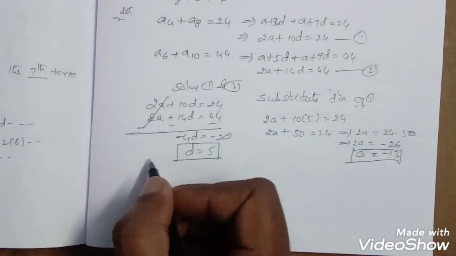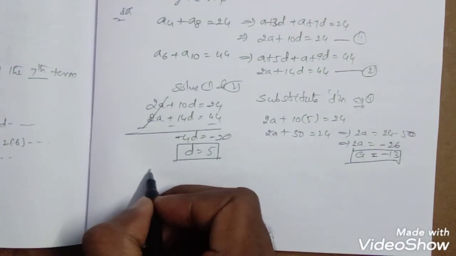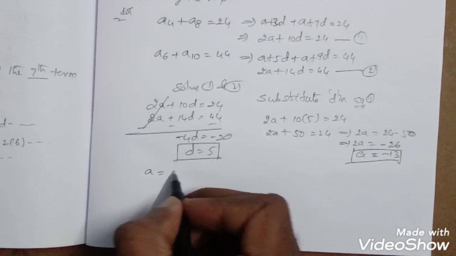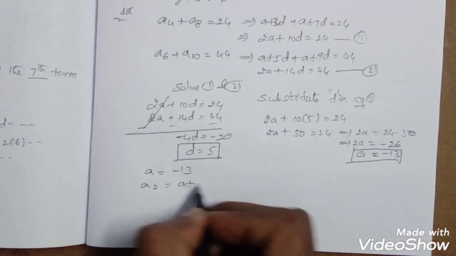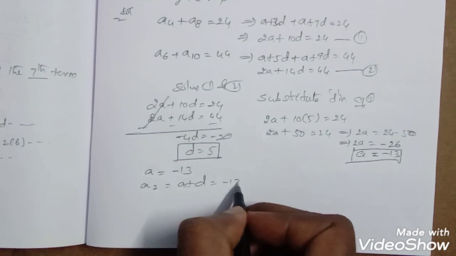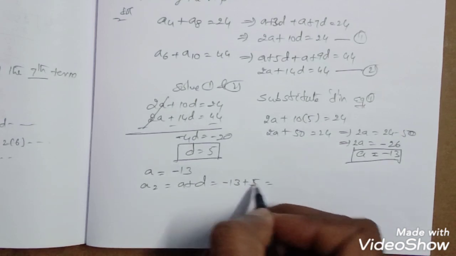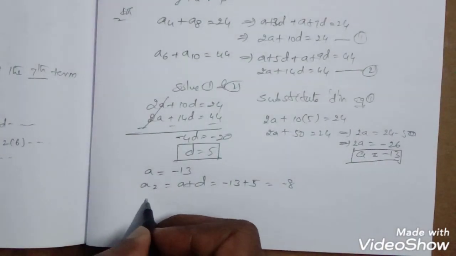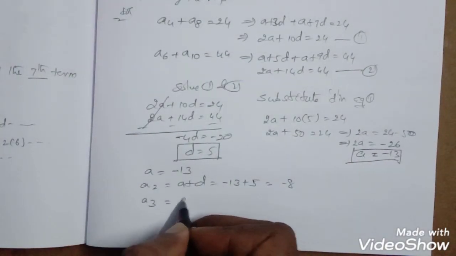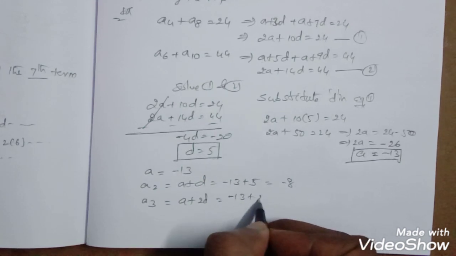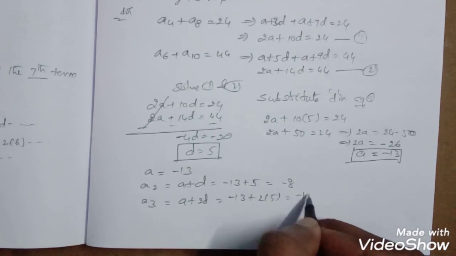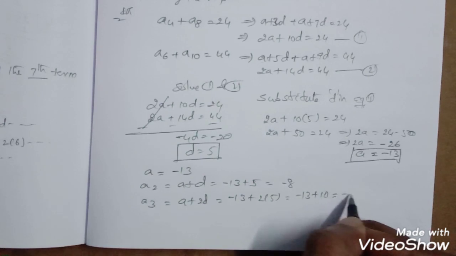After getting the value of a is equal to minus 13 and d is equal to 5, next you have to find the first 3 terms. First term is a, which we already got as minus 13. Next term is a2, that is a plus d, that is minus 13 plus 5, which is minus 8. Next a3, the third term, is a plus 2d, that is minus 13 plus 2 into 5, that is minus 13 plus 10, which is nothing but minus 3.